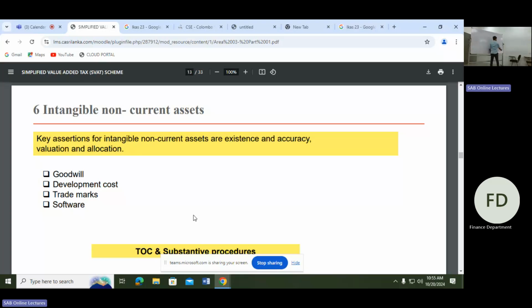This can be considered as a full goodwill if you are considering this as a fair value of NCI. Otherwise, proportionate goodwill. Full goodwill or proportionate goodwill.